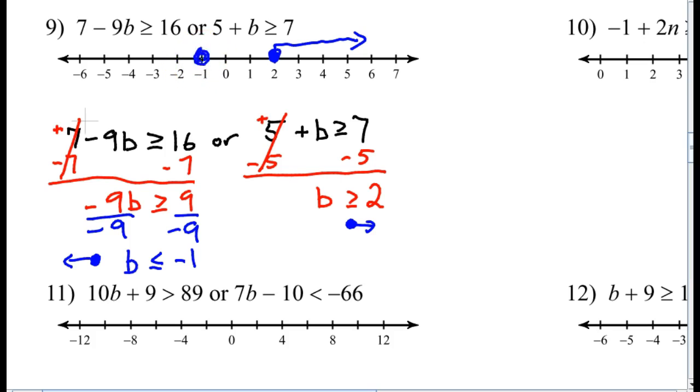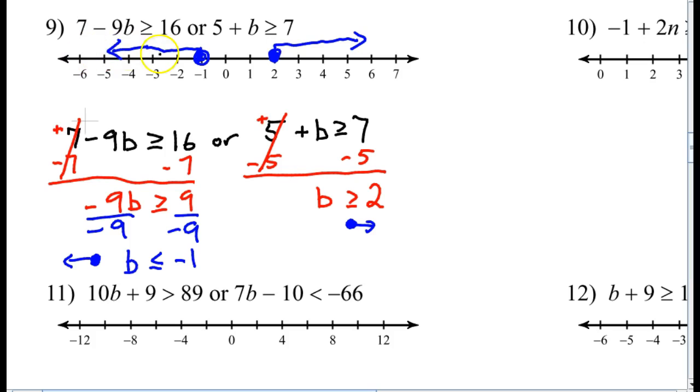So basically, it's saying that there are a lot of answers. Any number that's less than -1 and any number greater than 2, they all work. The only numbers that are not answers here is everything between -1 and 2. And that's what this graph means.